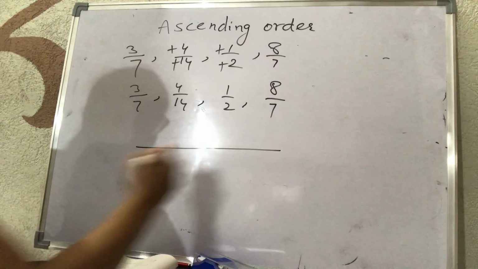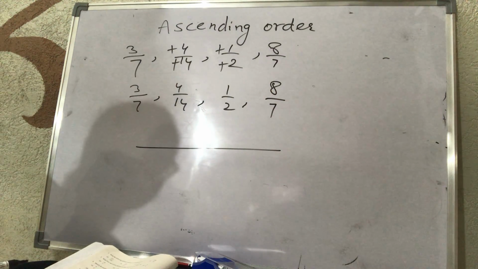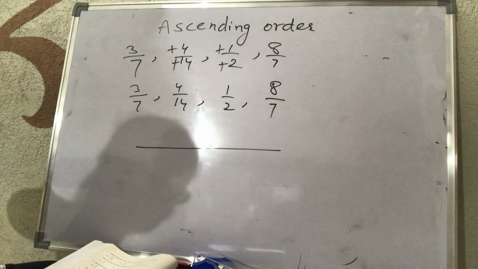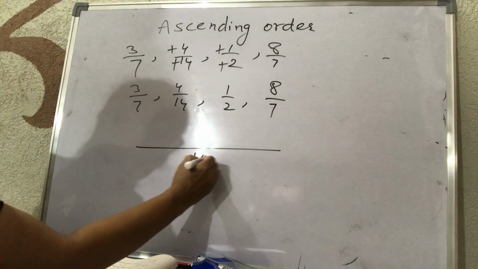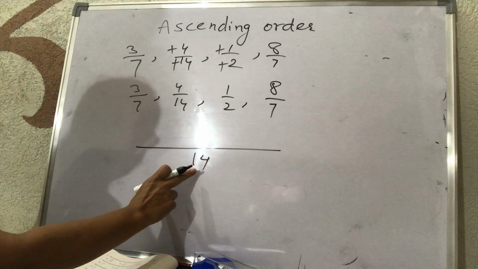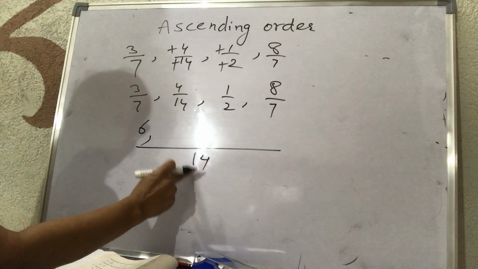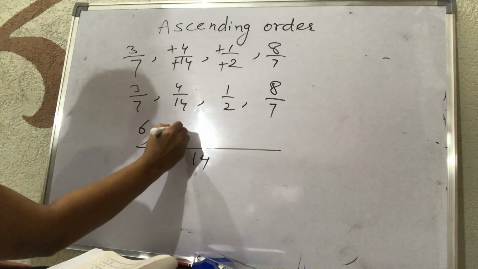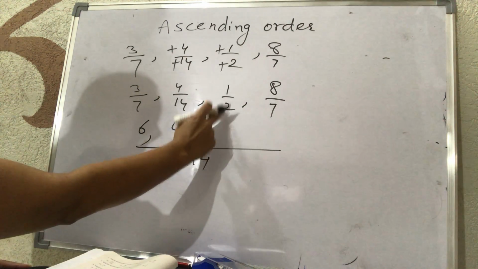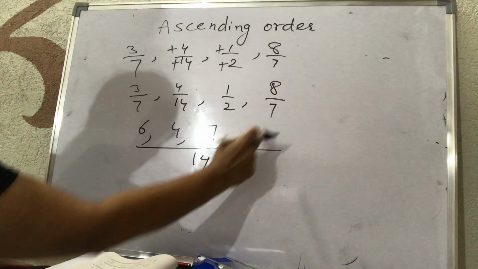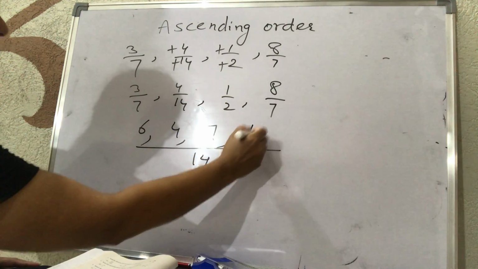Now we will take the LCM of the denominators: 7, 14, 2 and 7. The LCM will be 14. Now we will solve with the LCM. 14 divided by 7 is 2, 2 threes are 6. 14 divided by 14 is 1, 1 four is 4. 14 divided by 2 is 7, 7 ones are 7. 14 divided by 7 is 2, 2 eights are 16.